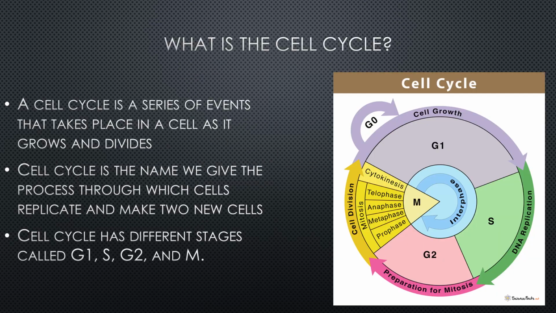So first, let's talk about what is a cell cycle. A cell cycle is a series of events that take place in a cell as it grows and divides. The cell cycle is the name we give the process through which cells replicate and make two new cells. The cell cycle has different stages called G1, S, G2, and M. And on the right, if you're a little bit confused, I didn't mention anything in the mitosis because we'll get into that later.